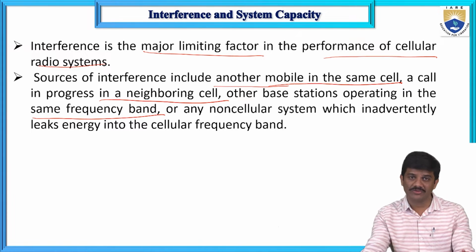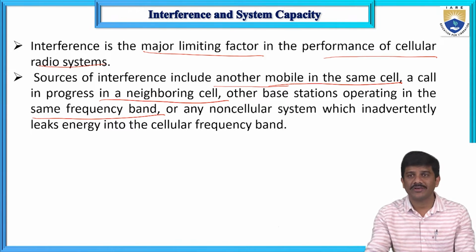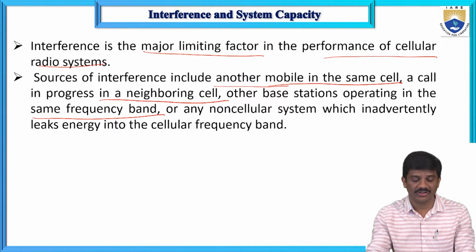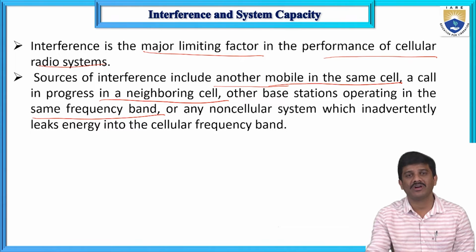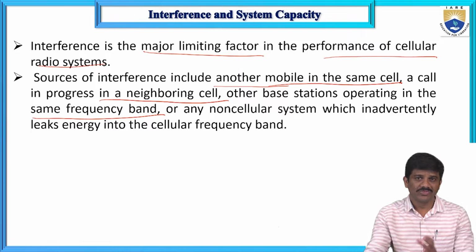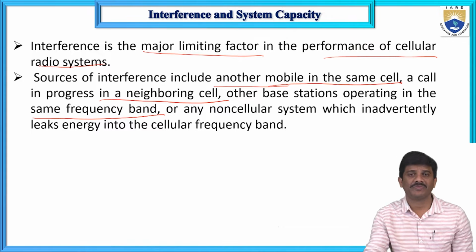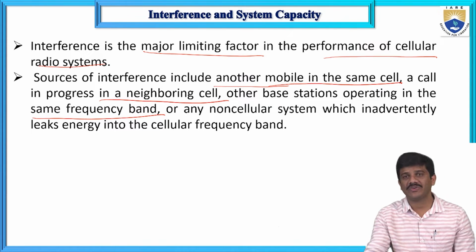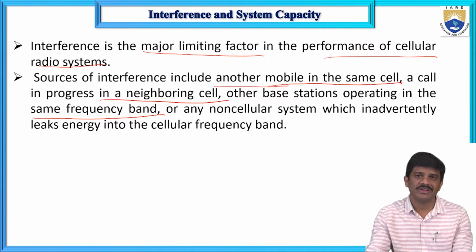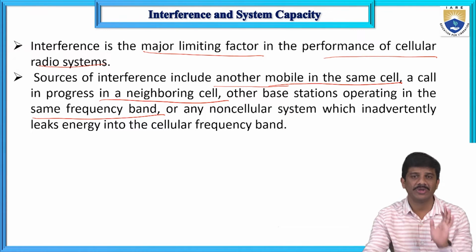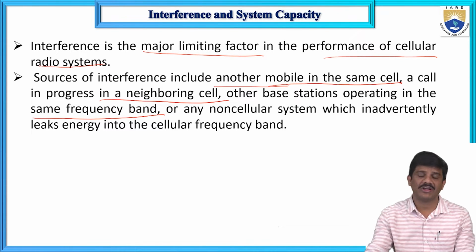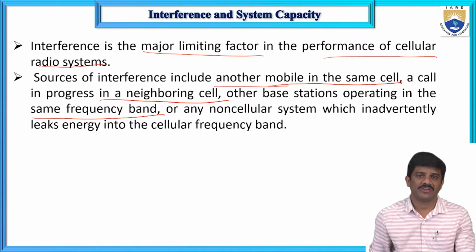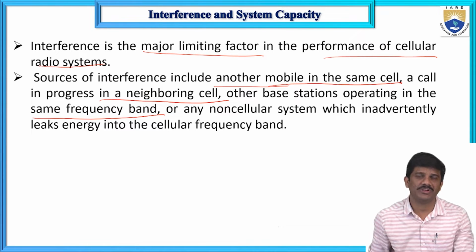These are the factors, and we have one more thing: any non-cellular system which inadvertently leaks energy into the cellular frequency band. These are the sources for the occurrence of interference. The first is another mobile in the same cell, a call in progress in a neighboring cell, or another base station operating in the same frequency band. Then the interference will occur. This is a major limiting factor, and the performance of the cellular system depends on that interference.